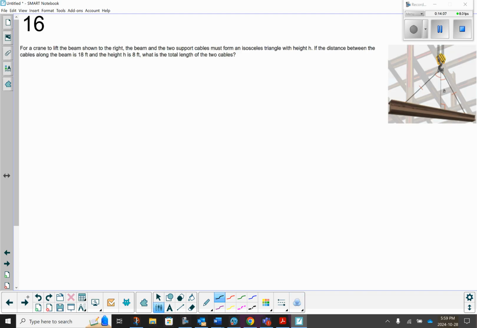And then 16, again, another Pythagorean theorem problem here. For a crane to lift the beam shown at the right, the beam and the 2 support cables must form an isosceles triangle where the height is h. If the distance between the cables along the beam is 18 feet and the height h is 8 feet, what's the total length of the 2 cables? Well, I would argue it's a lovely picture. I need a better look at the triangles.